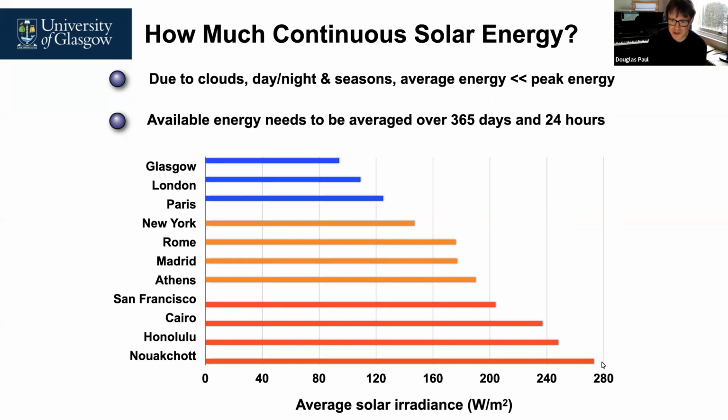So the peak that you're going to get, certainly at Nouakchott, is over 1,000 watts per meter squared, but that's the peak that you'll get. And when we average over nighttime as well, and some days in the Sahara Desert, there will be days with clouds, very few compared to Glasgow, but you will still have some days where the solar energy is much lower than the peak. So this gives you a better idea of the continuous availability of solar energy over the whole year.